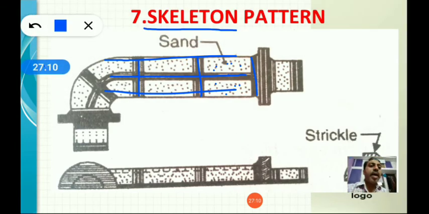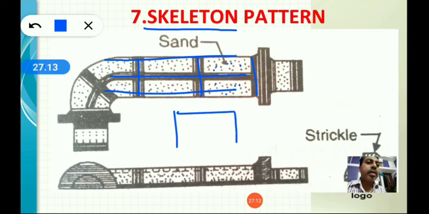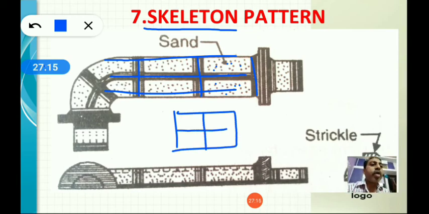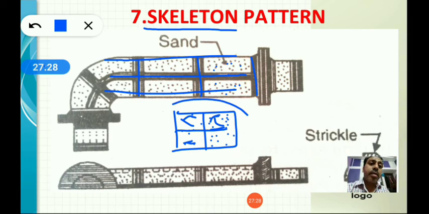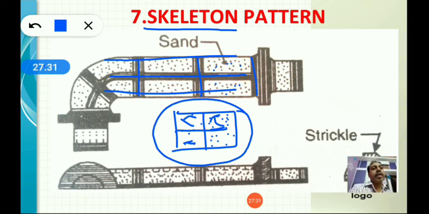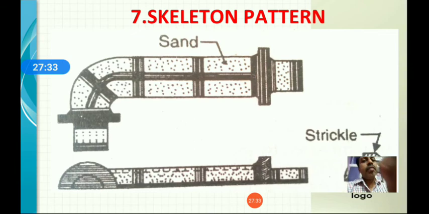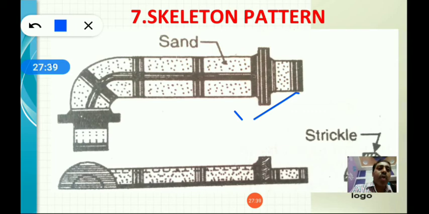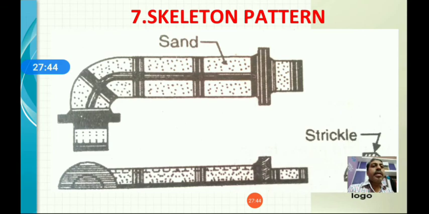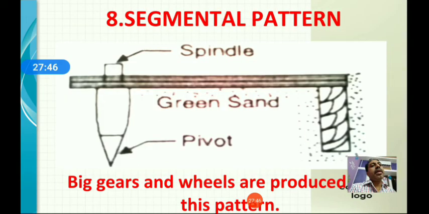Suppose this is a skeleton and this is a small part of the skeleton, so we can fill sand into that small part, so that part can be converted into solid, so that it can be used as a pattern. So through the skeleton pattern we can reduce the weight, the cost and the material. Okay, that's why skeleton patterns are used.